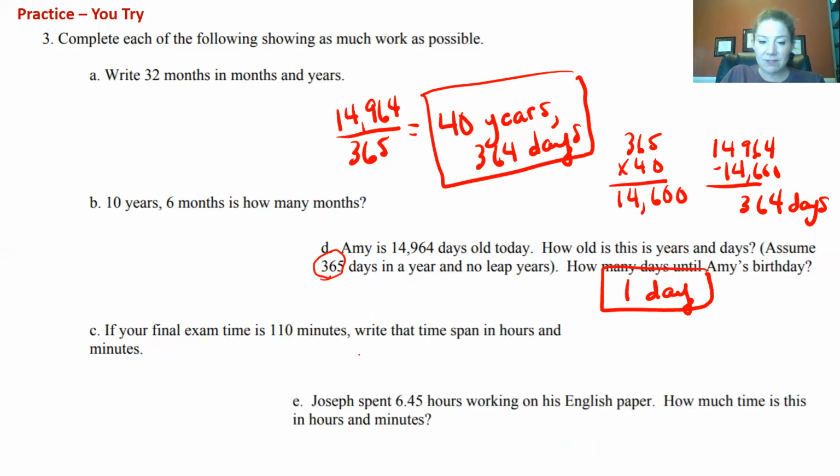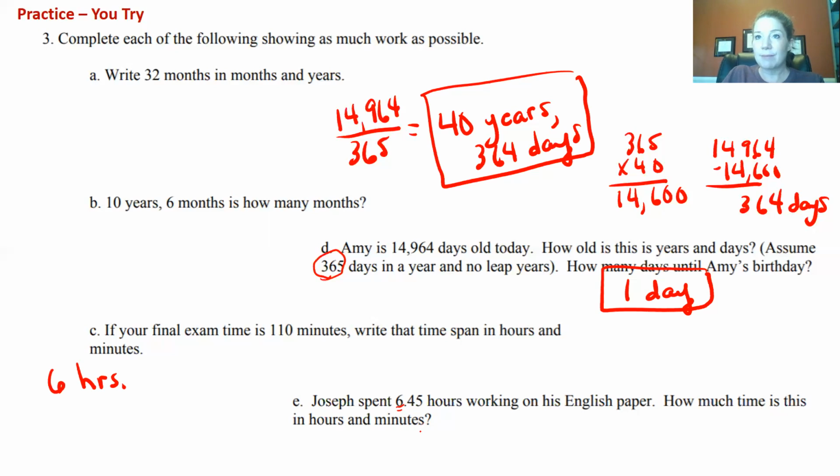And letter E, Joseph spent 6.45 hours working on his English paper. How much time is this in hours and minutes? Well, 6 is already our whole number, right? So we already know that we have 6 hours. But then it says 0.45.